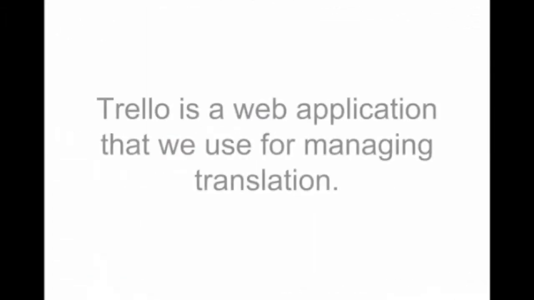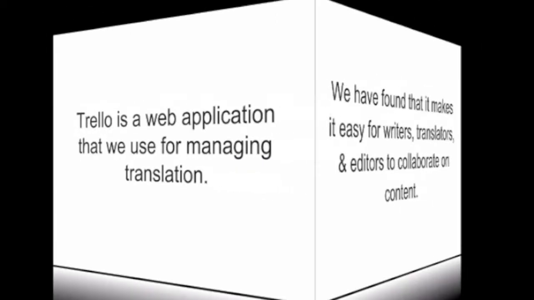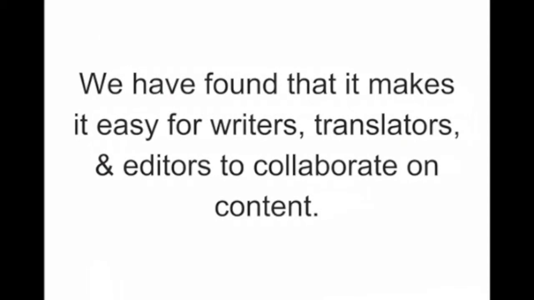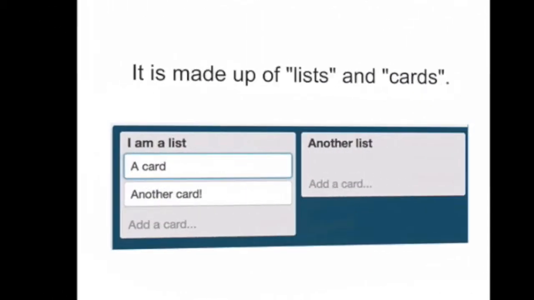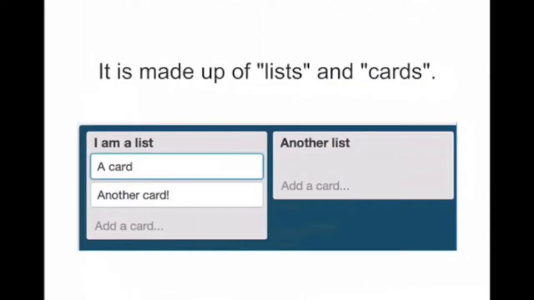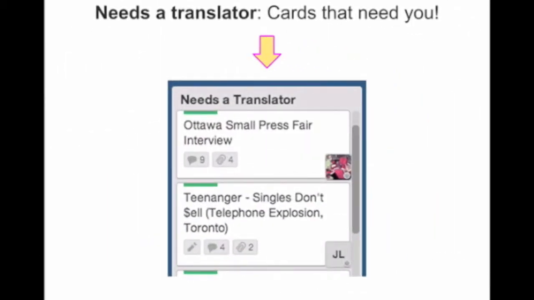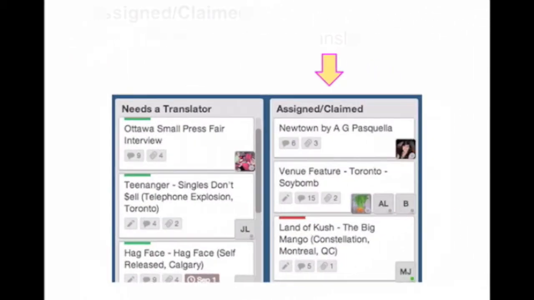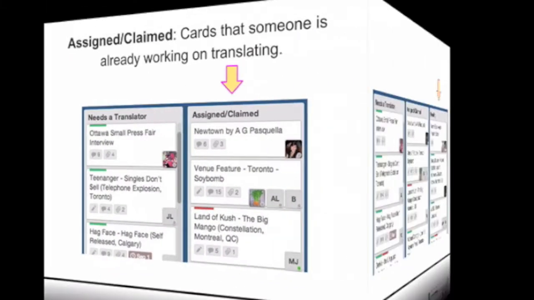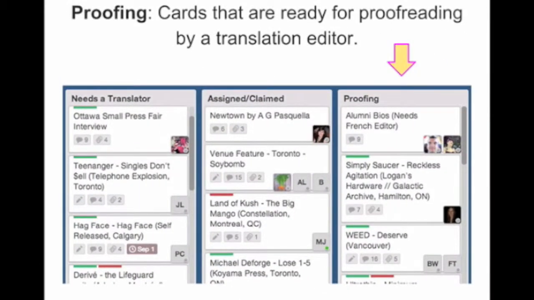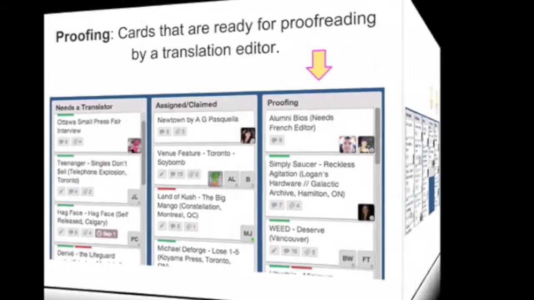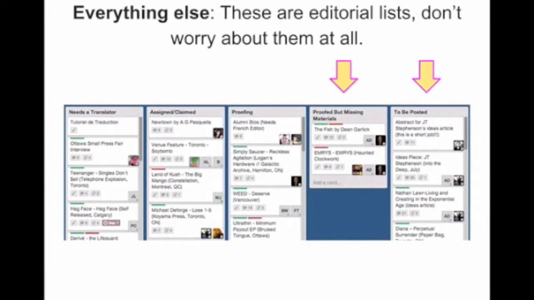We use Trello to manage Weird Canada content and have found that it makes it easy for writers, editors, translators, and volunteers to collaborate on content. Trello is made up of lists and cards. On the Weird Canada Music Translation editorial board, the lists are needs a translator, assigned, claimed, proofing, and final French proofread. Everything beyond final French proofread is editorial and can be ignored.